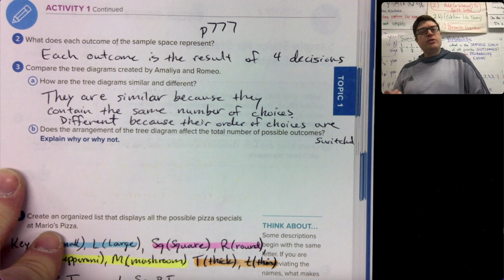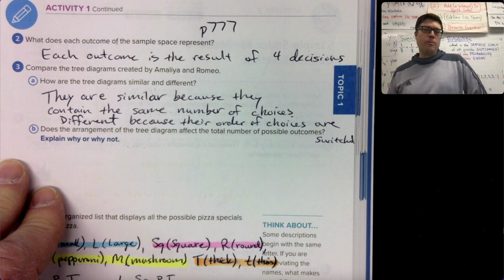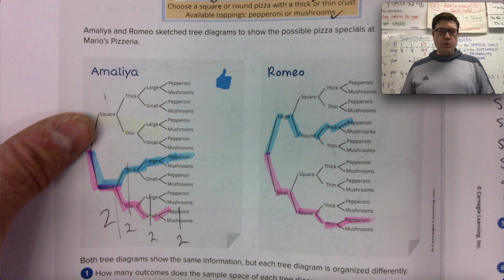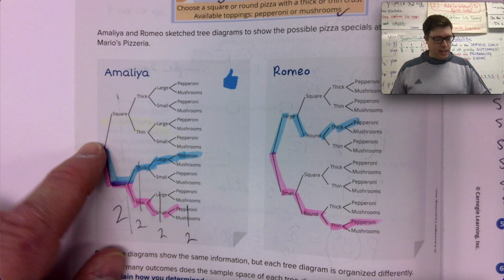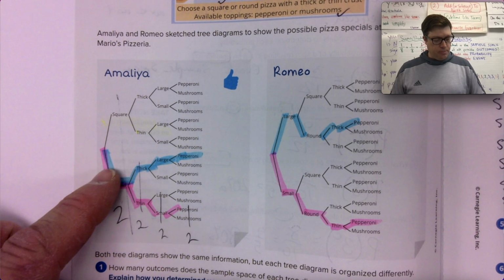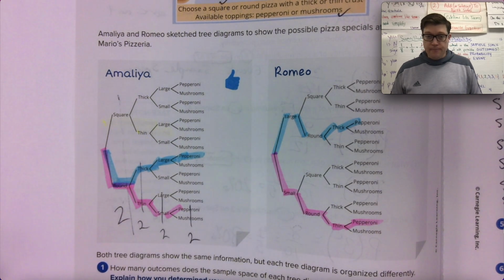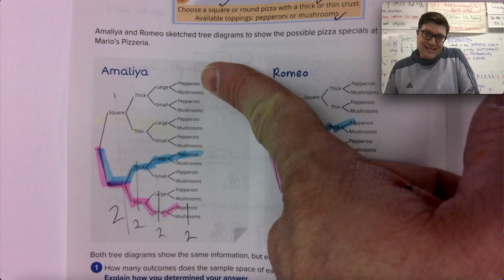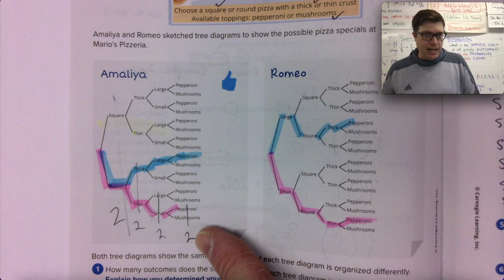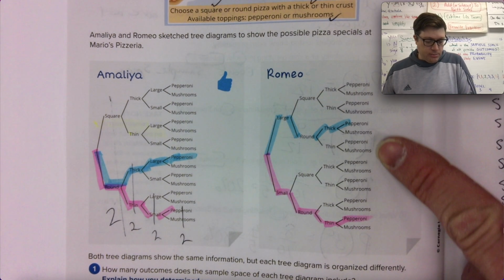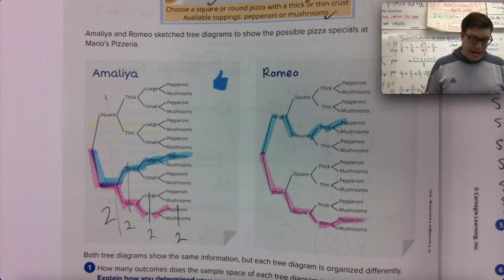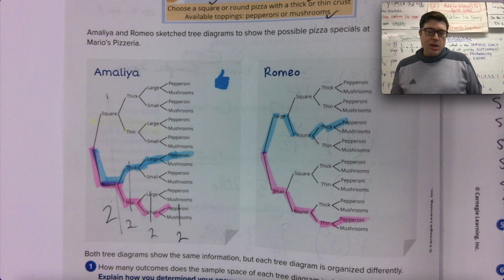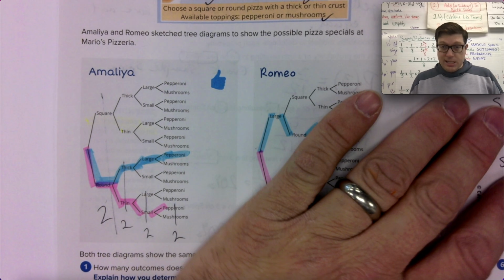Does the arrangement of the tree diagram then affect the total number of possible outcomes? I mean, no. Like I tried to emphasize with the 2 highlight colors, these paths. So pink and blue being Amalia's and Romeo's, choices for a certain type of pizza. The fact that they both have in total 16 outcomes by adding up 16 outcomes here. If you follow a branching path from start to finish and you talk about what was decided in making that, they both produce 16 outcomes.